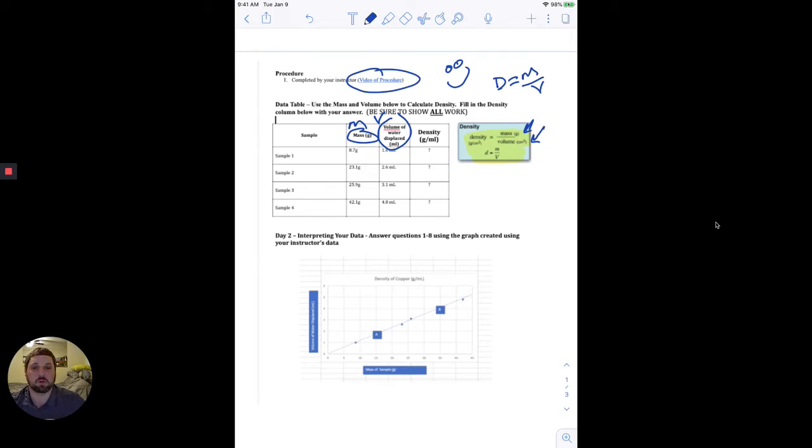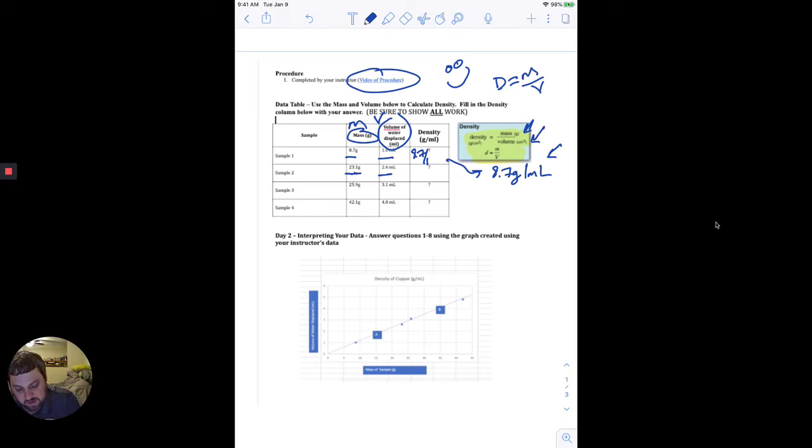Now what we have to do is plug our data in. So 8.7 is our mass, 1 is our volume, so 8.7 divided by 1, and when we carry that math out, that's going to give us 8.7 grams per milliliter. That's our density, and it's important that we require a unit of mass per volume. This particular instance, grams per milliliter. Let's move on to sample 2.